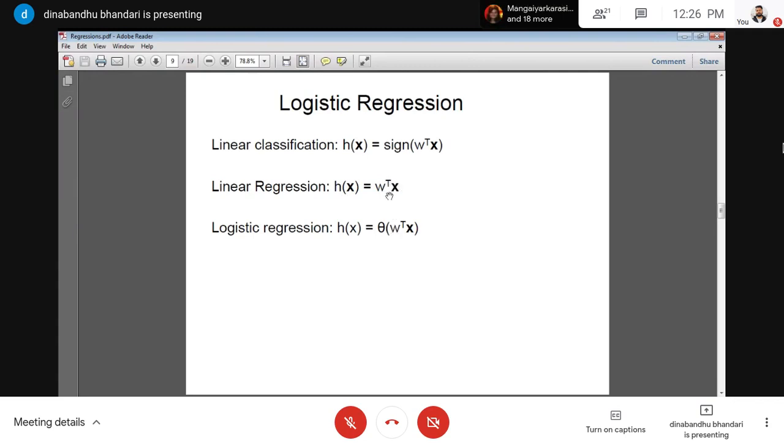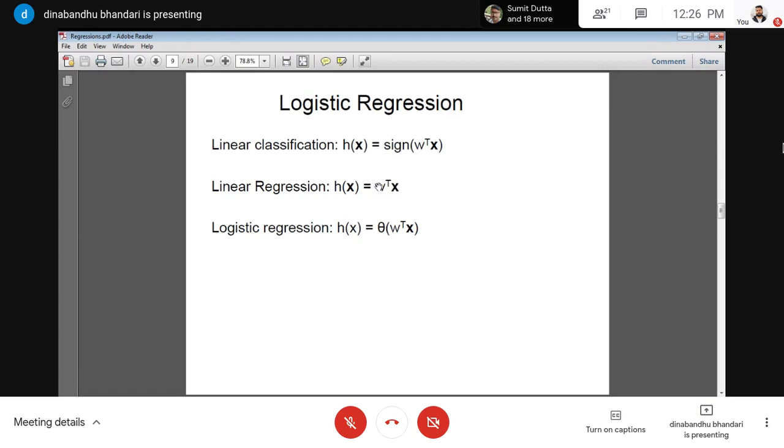W transpose X would have been okay, but W transpose X can be anything, right? In a particular range, 0 to 1 or something like that, and you predict. Instead, what we want is theta of W transpose X. We are adding one function. What this theta is, this will give us some probability value of this one.